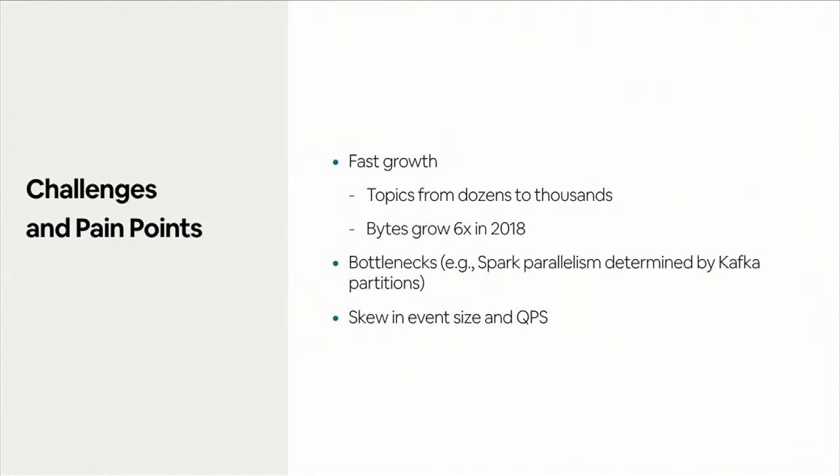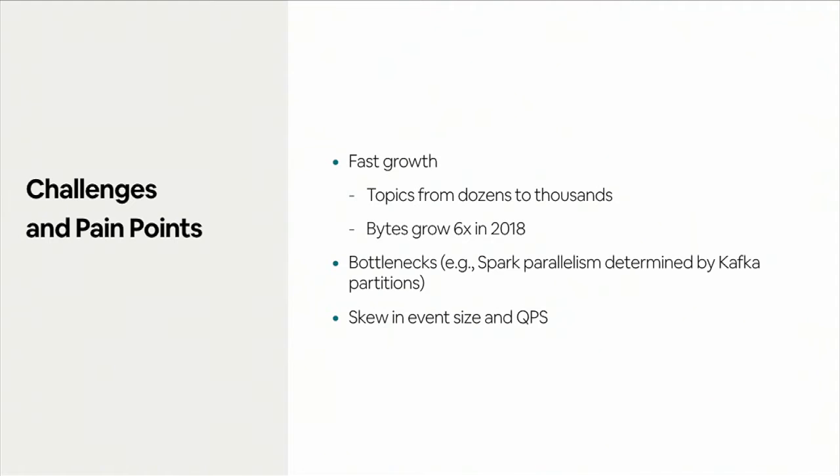So it cannot be perfect. We have seen many challenges and pain points with this system. First of all, we are seeing really fast growth of data in Kafka. The topics have grown from dozens to thousands, and the bytes of data in Kafka have grown 6 times in 2018. All of this poses a scaling challenge for us, and because of that, we are seeing bottlenecks in different parts of this pipeline. One example is in the Spark Kafka Reader, which I'll talk about a little bit later.